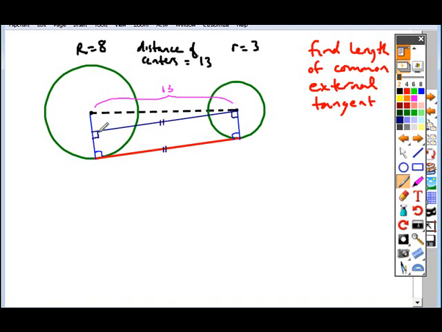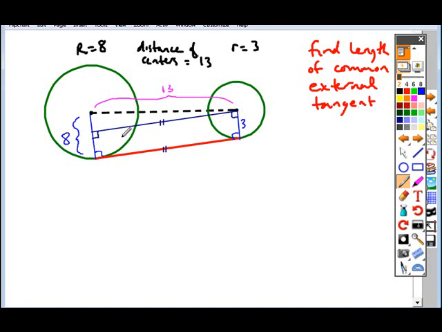So if I can find this measure right here, then I know what my common external tangent is. Again, the common external tangent does not pass through that imaginary line connecting the centers. Okay, so let's label the pieces. We know our radius on the small circle is 3, and the radius of the large circle is 8.